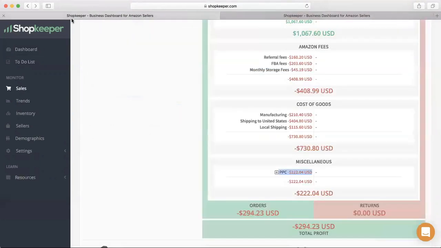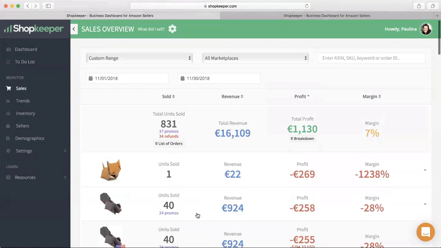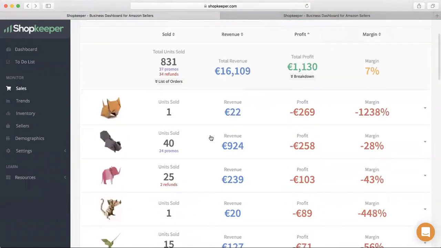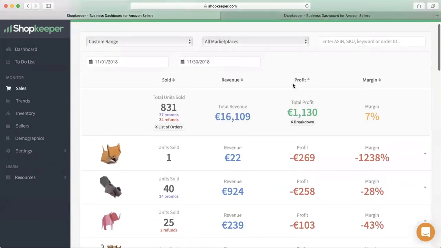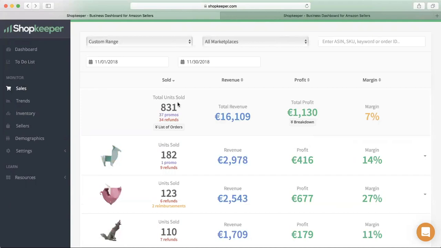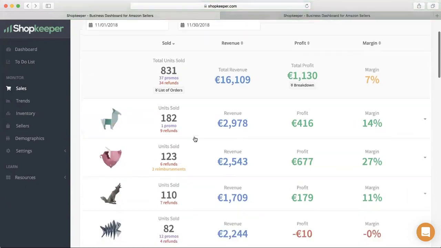Let's go back to the sales page. All right. So first thing you would do is look at the profit, right? So all the items that are costing your business money. Now, there is another way to sort it. You can look at your bestsellers as well. So you can sort it by the units sold and just look at your bestsellers one by one and keep an eye on the margins, how they're performing.